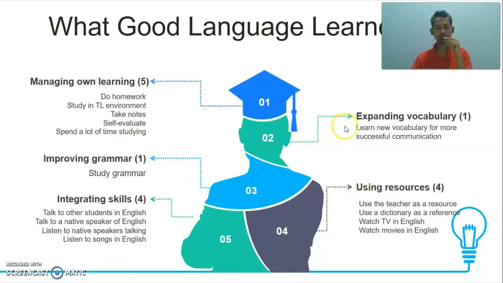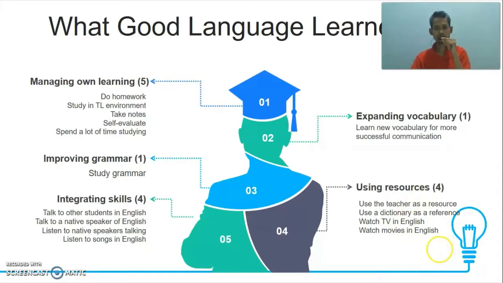And then the next one, in expanding vocabulary, they realize that learning new vocabulary is useful, especially in building more successful communication. And then in improving grammar, although the approach of language teaching has now shifted from grammar translation into the communicative approach, it seems that studying grammar is still one of the most frequently used strategies by good language learners. And next, using resources. The resources meant here are not only things, but also include humans. So good language learners use the teacher as a resource.